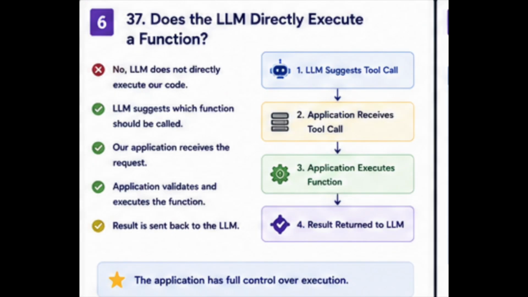Does the LLM directly execute a function? Answer is no. LLM does not directly execute our Java code. Instead, the process works like this. The developer defines the available function. The function has a name, description, and parameters. The LLM analyzes the user's request. If it determines that a function is needed, it generates a structured tool call. Our application receives that tool call, validates the request and executes the actual function. The result is then sent back to the LLM. So the LLM decides which function may be useful. The application controls whether and how the function is actually executed.